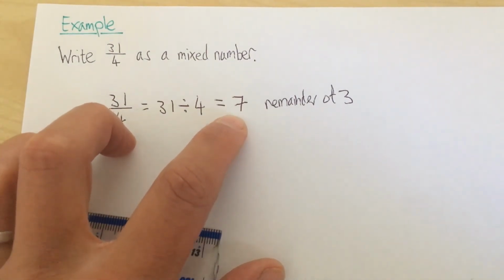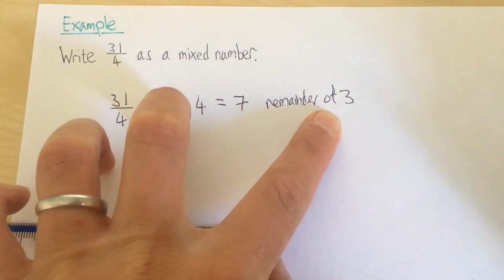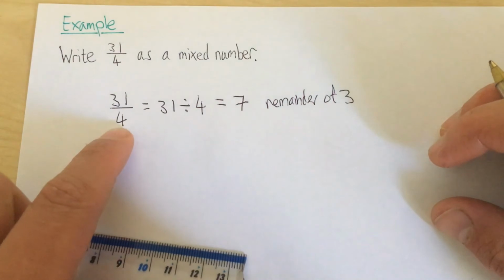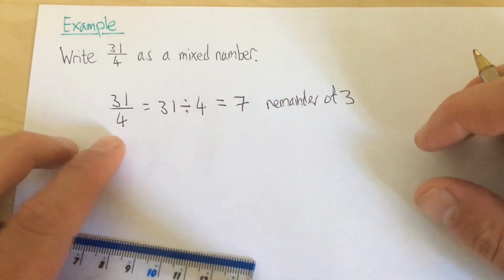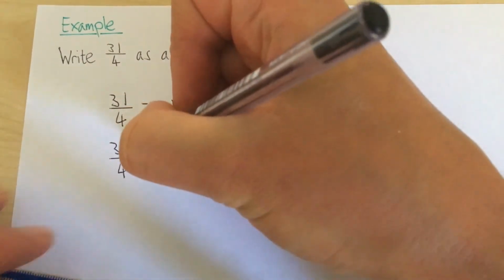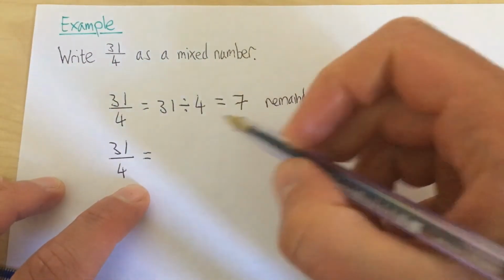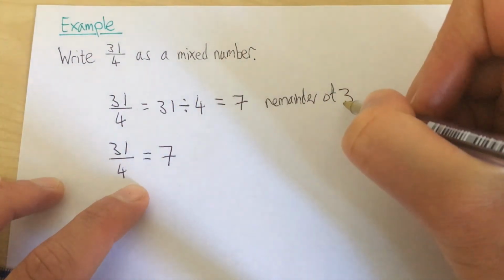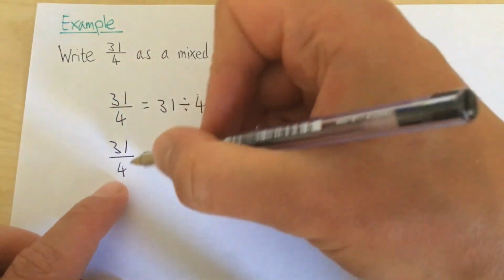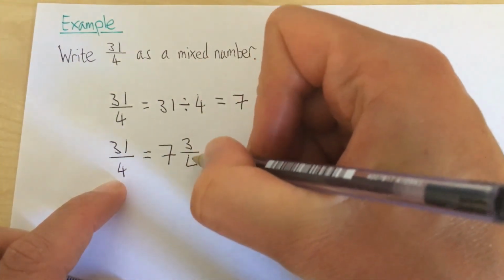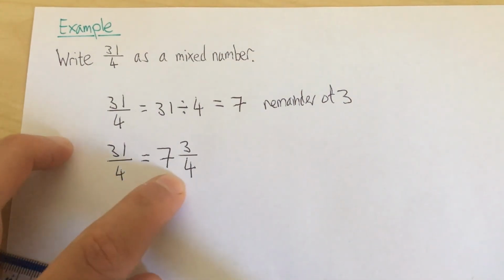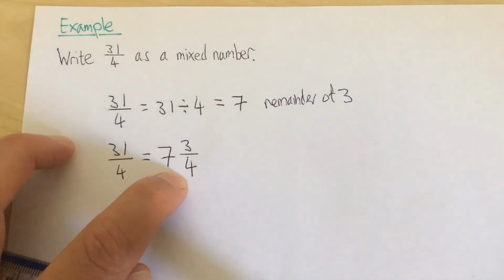Now I need the fraction part. Well, the remainder goes on top of the fraction. This becomes our numerator. And we've already got the denominator. The denominator is 4. So I can say that 31 quarters, or 31 over 4, is equal to 7. And this 3 becomes the numerator of the fraction part. And that, of course, is over 4. So 31 over 4 is an improper fraction, but as a mixed number, its value is 7 3/4.